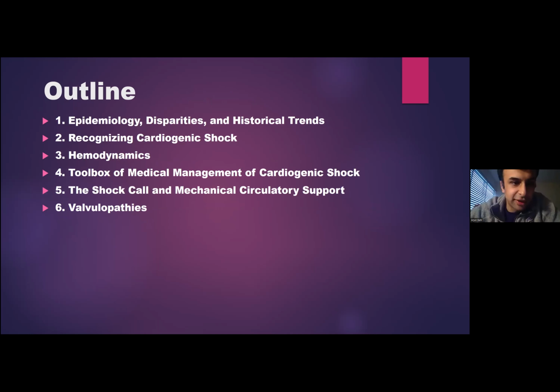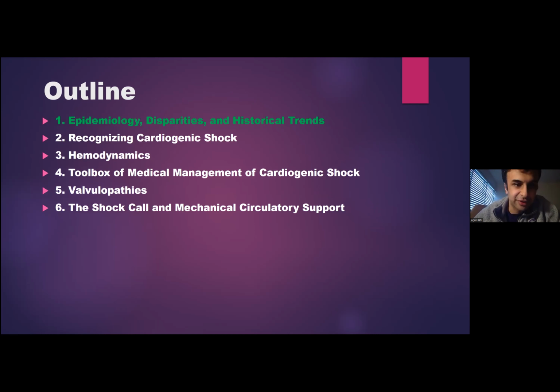Okay, so this is the outline. The first topic is epidemiology, disparities, and historical trends.